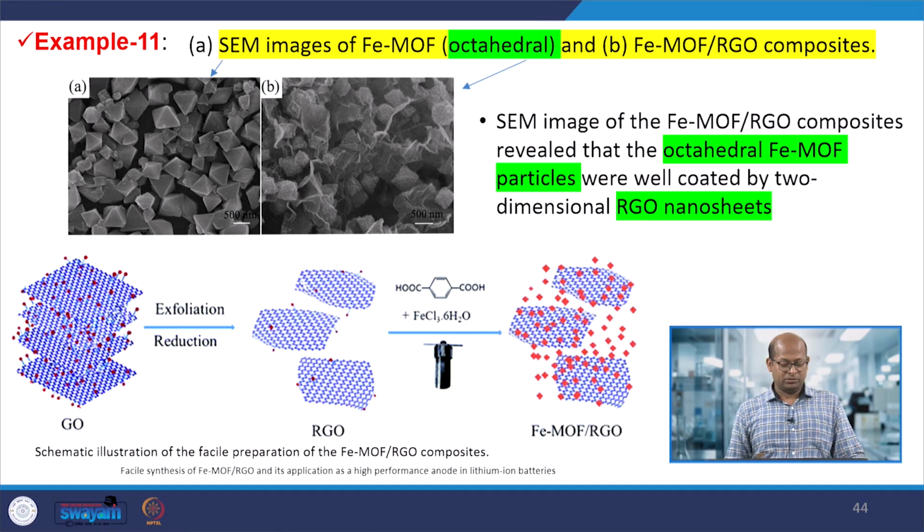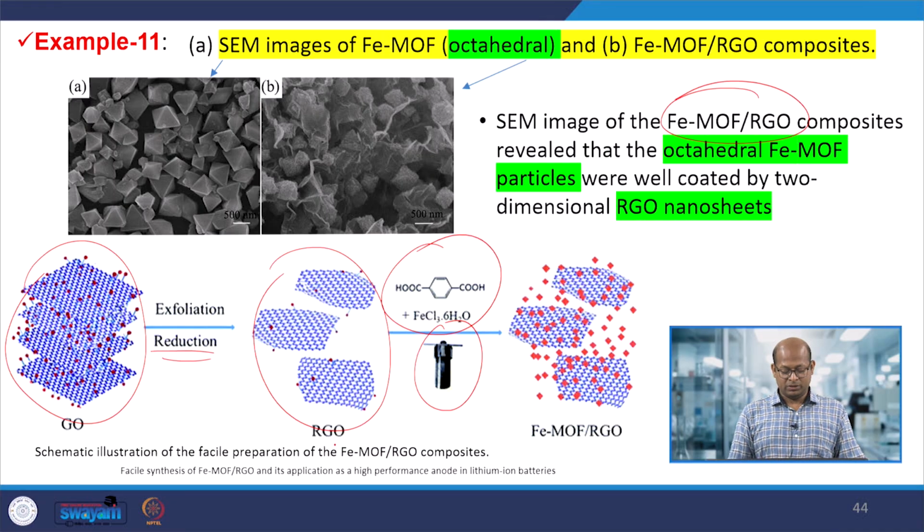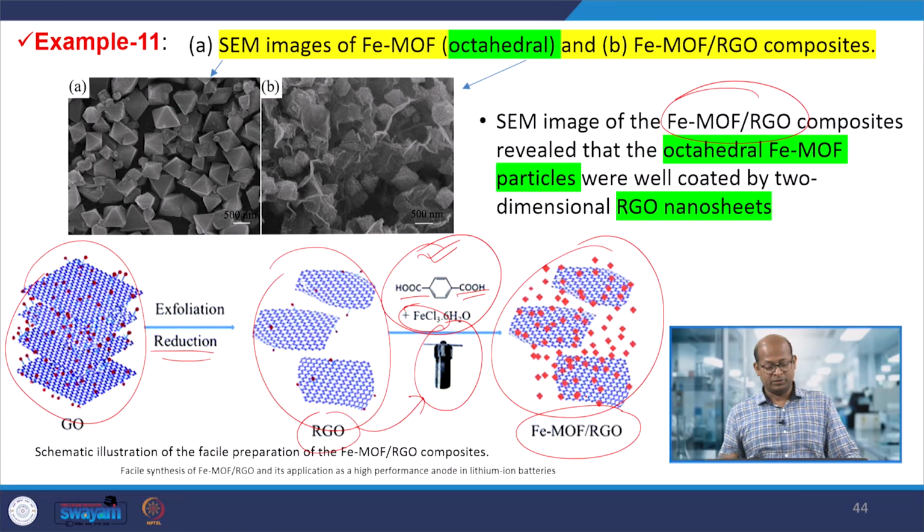Here is another one: iron MOF that was prepared over reduced graphene oxide. Graphene oxide was taken and reduced with the help of some gas reduction. So reduced graphene oxide was formed, and then the MOF was prepared by the hydrothermal method. An autoclave was used and the reduced graphene oxide was placed in it, and then benzene dicarboxylic acid, that is terephthalic acid, was used along with iron chloride, and then iron MOF over reduced graphene oxide was prepared.